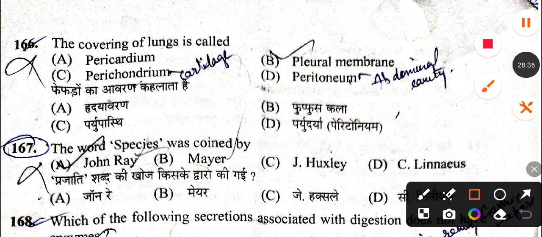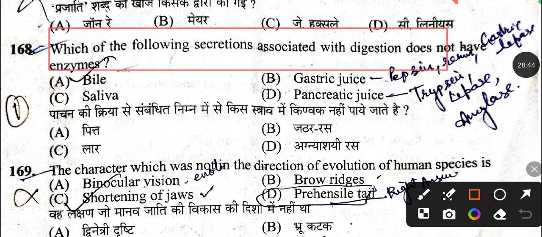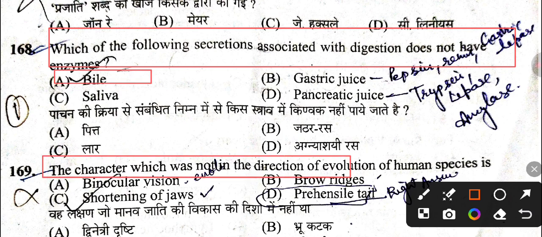The word species was coined by John Ray. Which of the following secretions associated with digestion does not have enzyme? Bile does not contain any enzyme. The character which was not in the direction of evolution of human species is prehensile tail. Option D is the right answer.